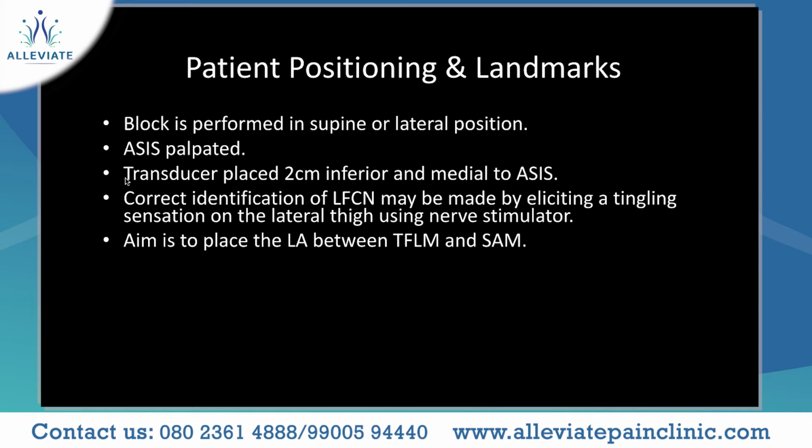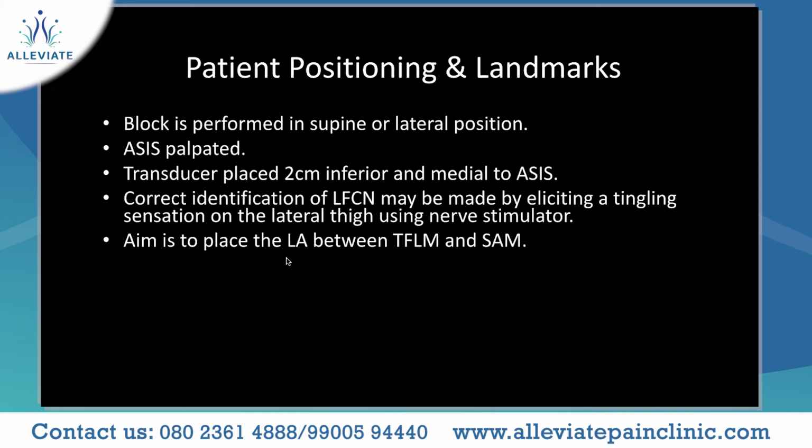The equipment you require for the block: because this is a very superficial block, a linear transducer, ultrasound machine, standard nerve block tray, syringe with local anesthetic, and a small, short needle with sterile gloves are sufficient. For patient positioning and landmarks, the block is performed in supine or lateral position, most of the time supine. The ASIS is palpated. The transducer is placed 2 centimeters inferior and medial to the ASIS. Correct identification of the LFCN may be made by eliciting a tingling sensation on the lateral thigh using a nerve stimulator.